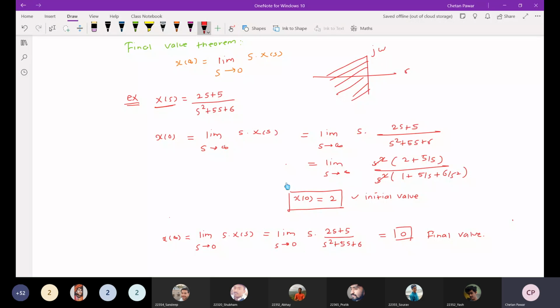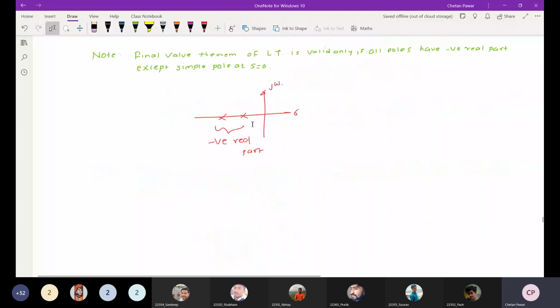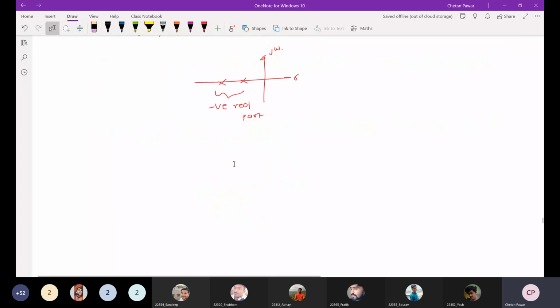So what is meant by a pole? When we equate the denominator to zero, poles are the complex frequencies at which this function will become infinity, right? And similarly, zeros are the frequencies at which this function will become 0. So for this particular signal, poles have a negative real part, so those exist in the left half of the S plane. Okay, so this is important.